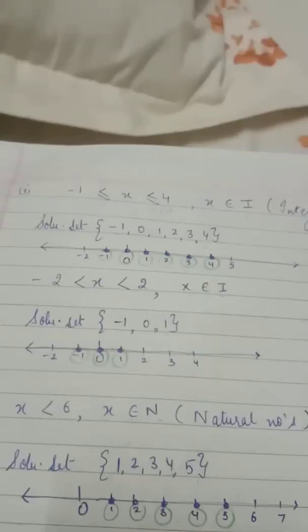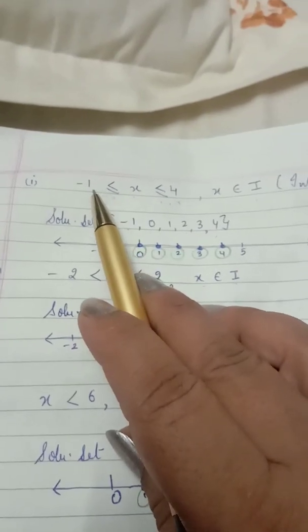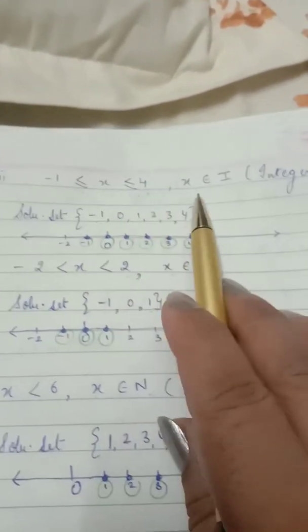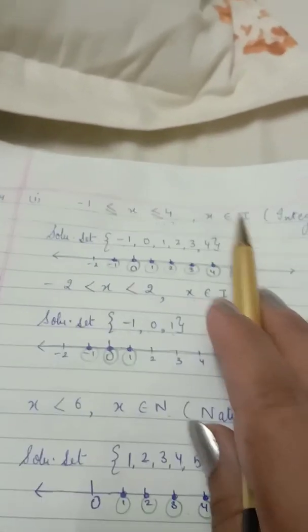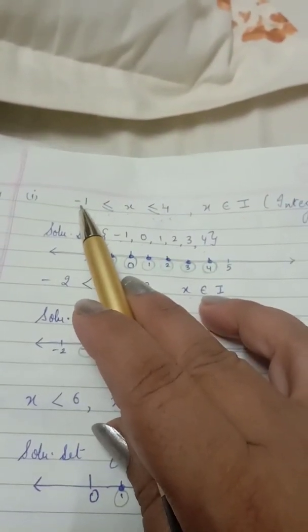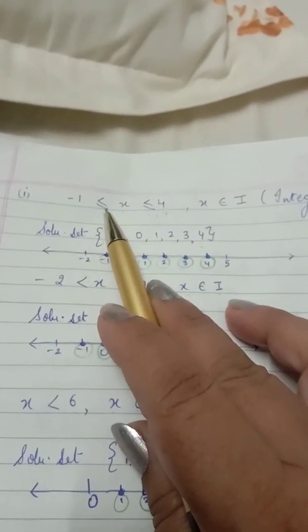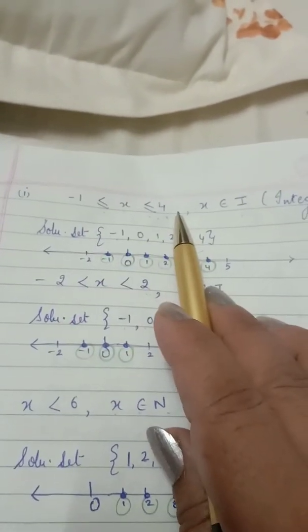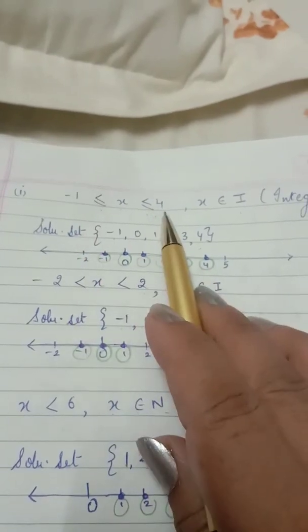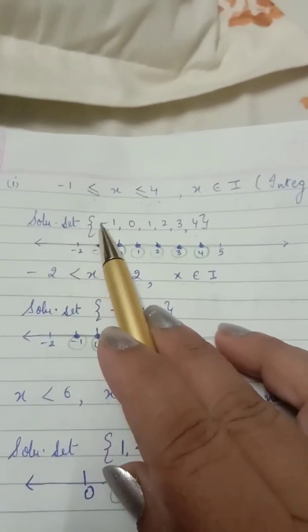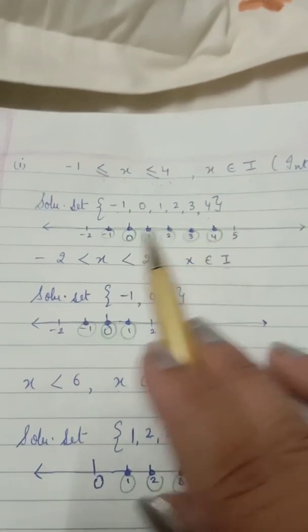Now when we have a condition in this way, x is in the center and there is a number on the left as well as on the right, and x belongs to integer. How do we read it? Starting from minus 1 up till 4, we have to take all the elements, and whenever this equality is there, we have to take the outer elements also. So we have to take minus 1 and up till positive 4. That will be your solution set: minus 1, 0, 1, 2, 3 and 4.